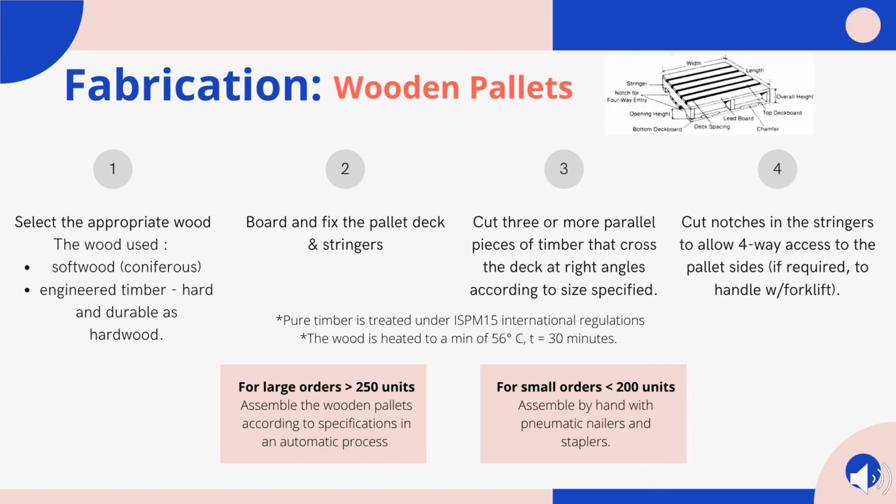And it's to be noted that pure timber is treated under ISPM 15 international regulation in order to prevent different fungi and pests. So the wood must be heated to a minimum of 56 degrees over 30 minutes to kill the pests and minimize the moisture content of the wood. And then for large orders, more than 250 units, we assemble the wooden pallets according to the specifications in an automatic process where different types of equipment are used. But for small orders less than 200 units, we use assembly by hand with pneumatic nailers and staplers.